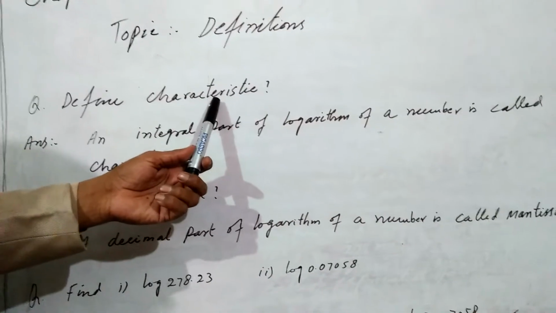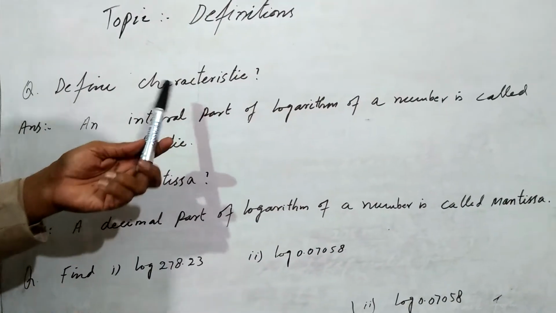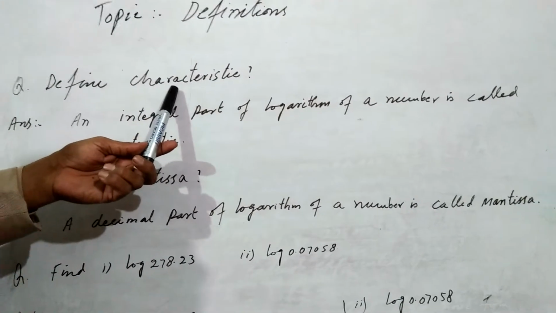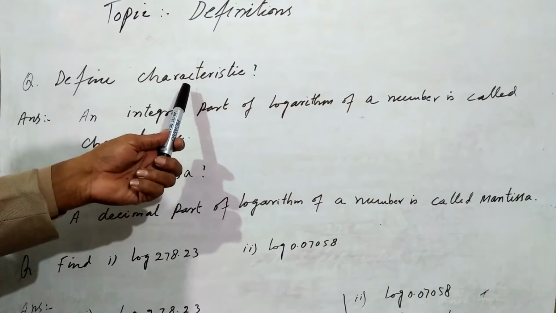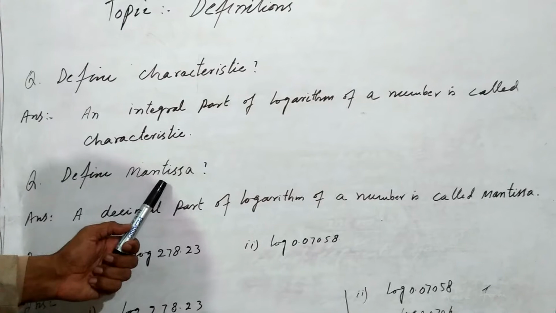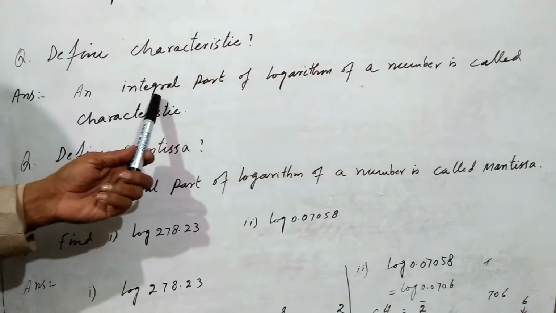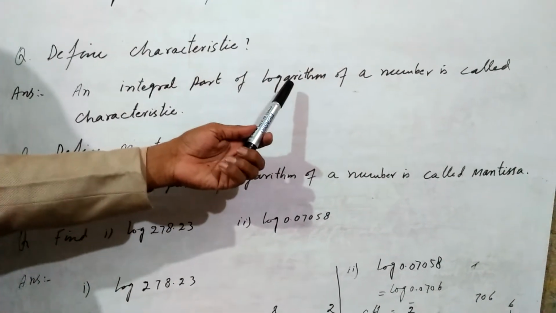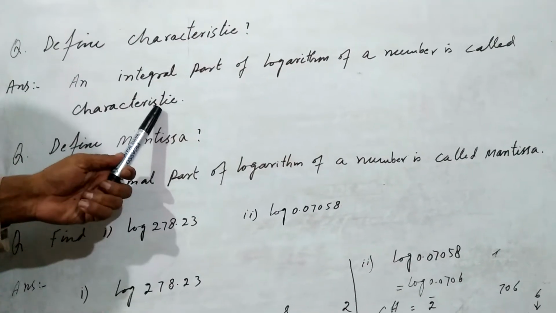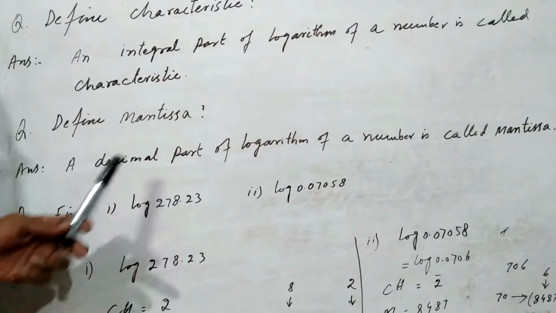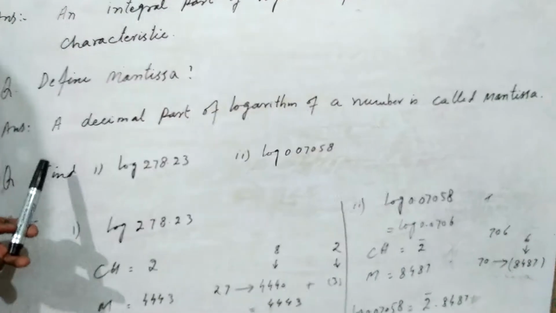When we take logarithm of any number, it will change into two parts. First part is characteristic, which is before decimal, and after decimal is known as mantissa. So define characteristic. This definition is an integral part of logarithm or before decimal point of a number is called characteristic. Define mantissa. A decimal part of logarithm of a number is called mantissa.